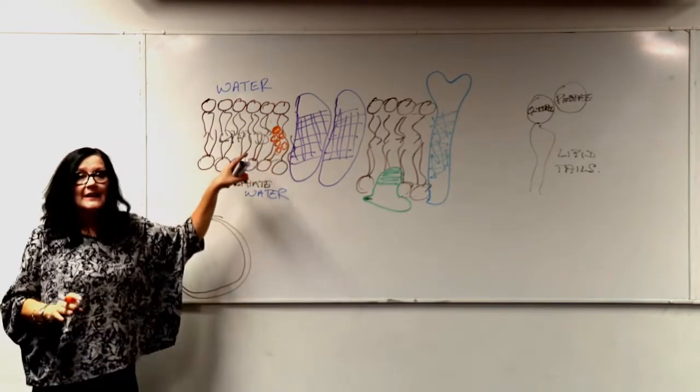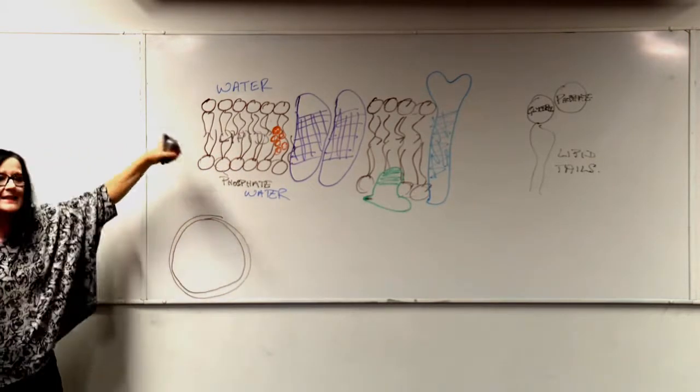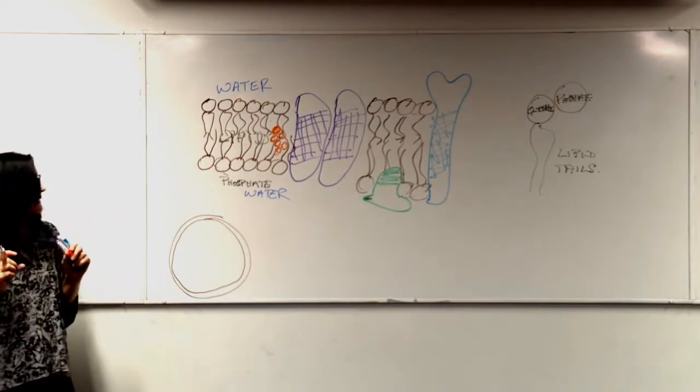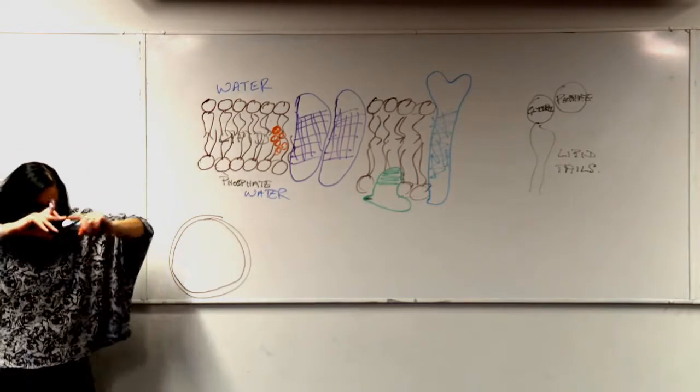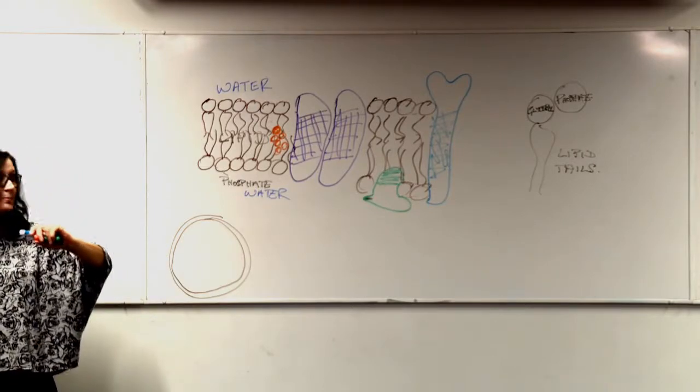And we have cholesterol rafts. The cholesterol rafts are great. What they do is, because this is lipid and it's all wishy-washy, the cholesterol, because of that complex shape, helps to form rafts to stabilize the plasma membrane.